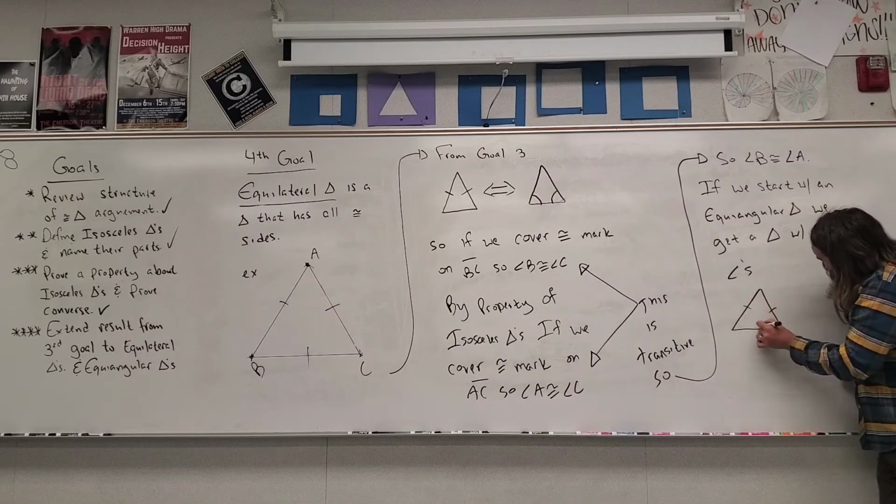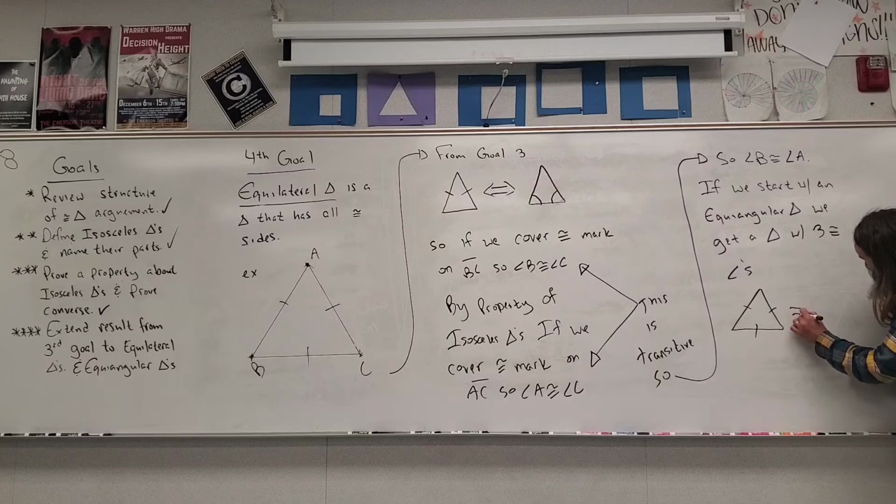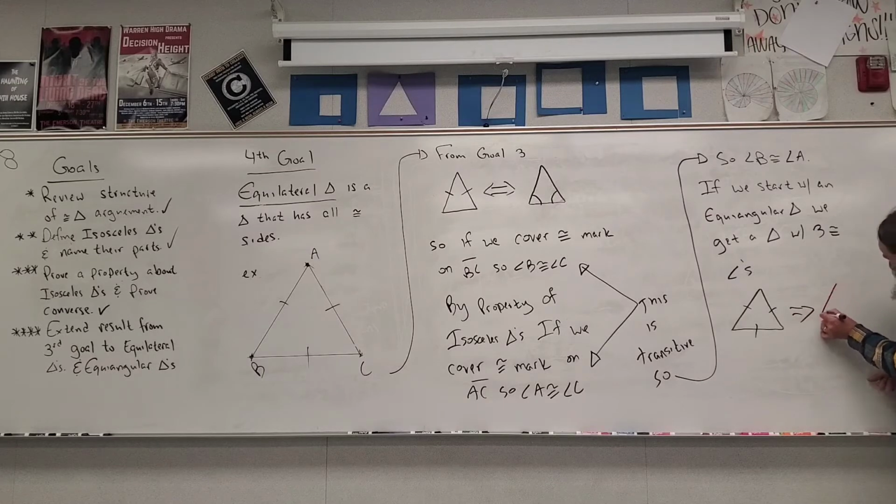So a triangle with 3 congruent sides means that I get a triangle with 3 congruent angles. By the way, this triangle right here, this is what's called an equiangular triangle.